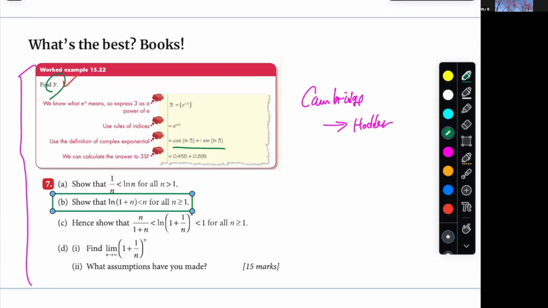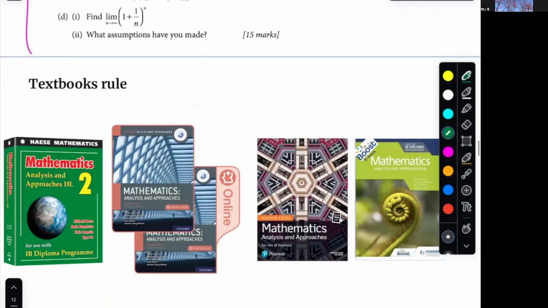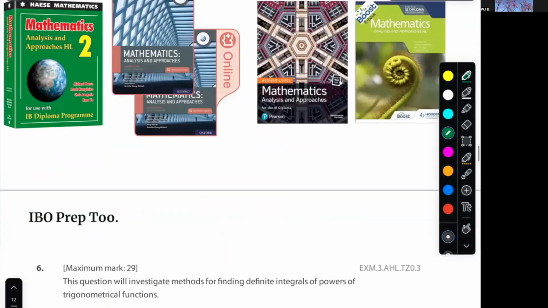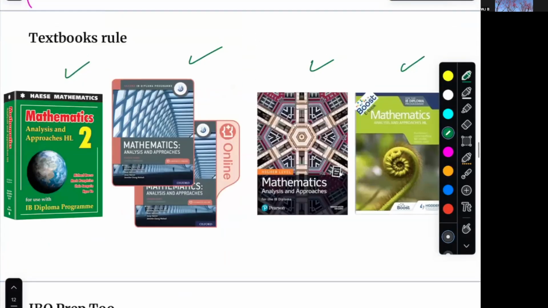You should really look for the essential questions in the books. There are many amazing books, such as Haese, Oxford, Pearson, and Hodder. It used to be Cambridge, but they always contain these beautiful, beautiful questions. And for your remaining time to prepare for paper three, the best way to do it is really to attempt those paper three problems in the textbook.